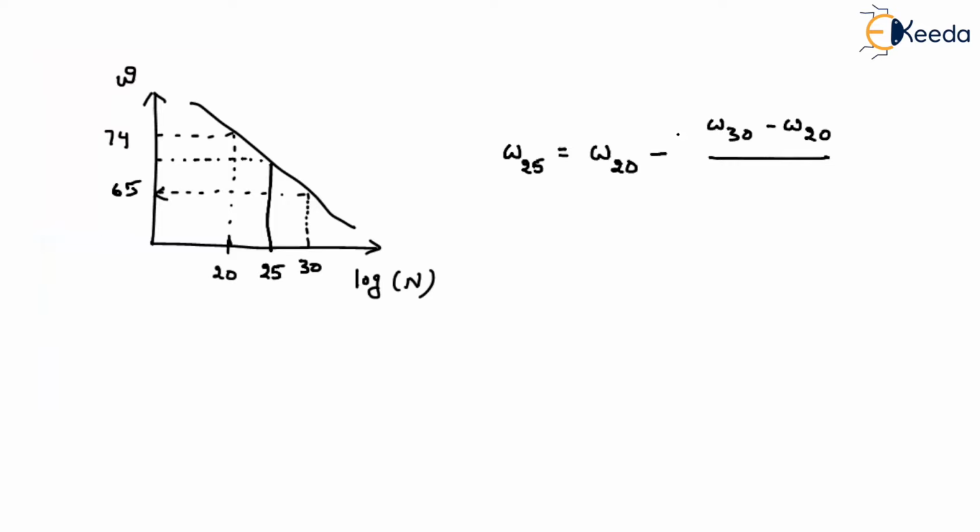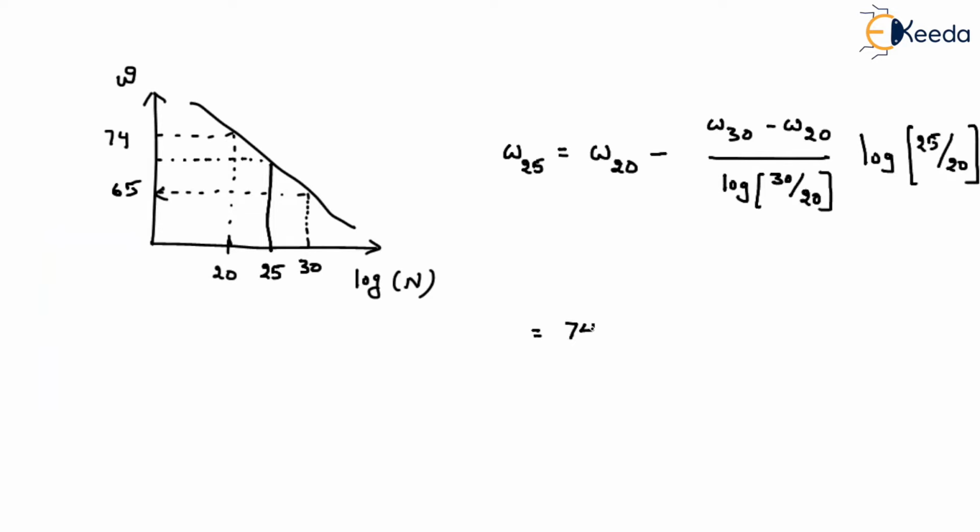But here, as you are using the logarithmic, that's what I'll do. I'll use logarithmic of 30 divided by 20. This is the ratio, and we need it corresponding to 25 with respect to 20. So logarithmic of 25 divided by 20. Just substitute the values corresponding to the 20.